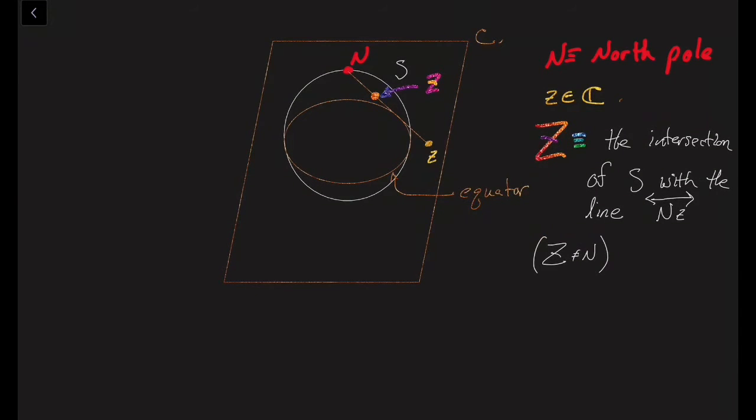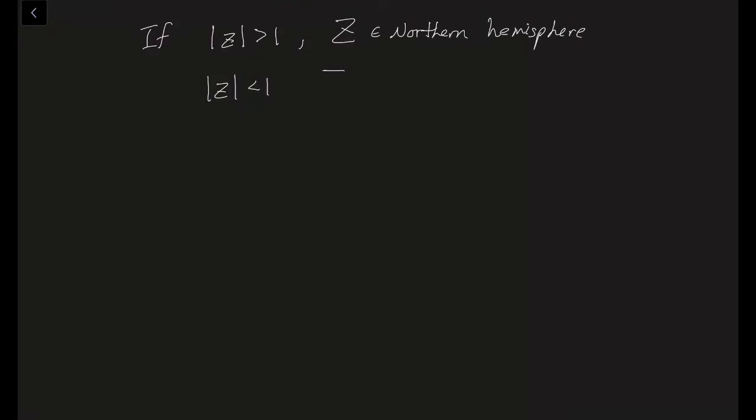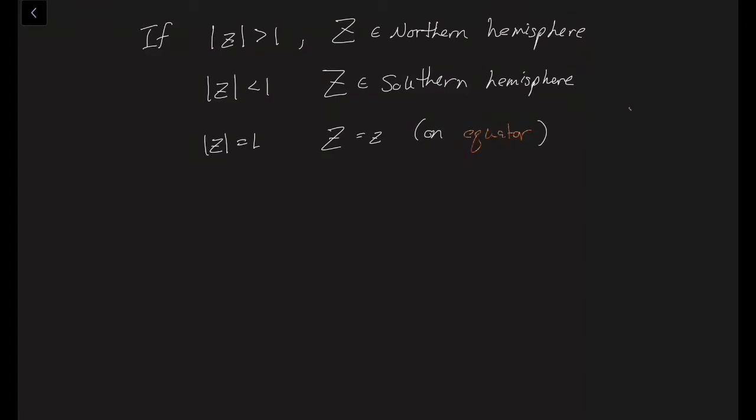Now, if our little z has magnitude greater than 1, it's going to be in the northern hemisphere. If its magnitude is less than 1, it's going to be in the southern hemisphere of the sphere. And if it is equal to 1, it's going to lie on the equator. So in this case, big Z is equal to little z.